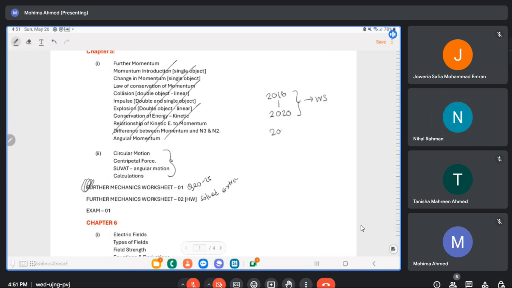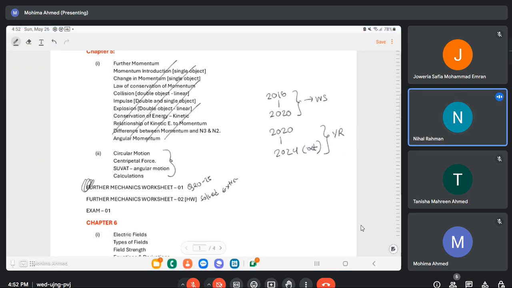And from 2020 to the 2024 October session, these papers will be solved year-wise. So by solving the chapter-wise question papers and also the year-wise papers separately, you have actually solved all the questions from 2016 to 2024. So you guys are not going to miss anything.